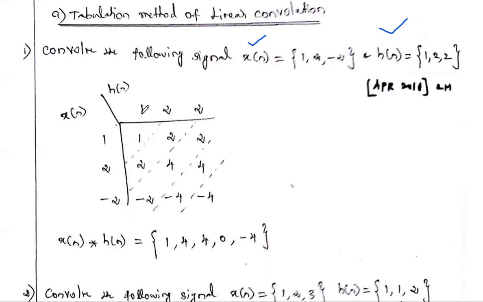And you just multiply this column by element, element by element. That is the first thing. This 1 is multiplied with each value of h of n, and you have to write. So 1 into 1, 1. 1 multiplied with the 2, you just write 2. So 1 multiplied with the 2, 2. Similarly the second row, the second element 2 multiplied with each value. So 2 multiplied with the 1, 2, 2 multiplied with the 2, 4, 2 multiplied with the 2, 4. Similarly the third row, this minus 2 is multiplied with each element. So minus 2 multiplied with the 1, minus 2, minus 2 multiplied with the 2, minus 4, and minus 2 multiplied with the 2, minus 4.